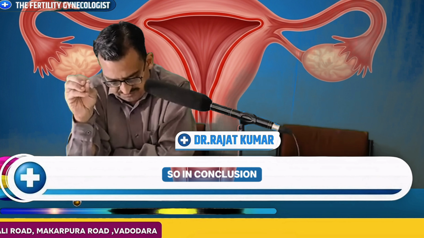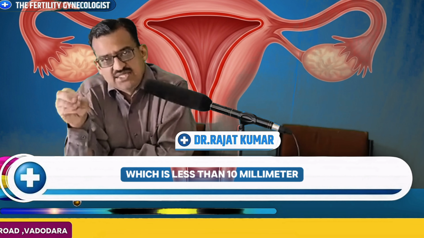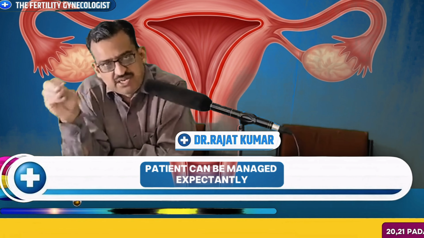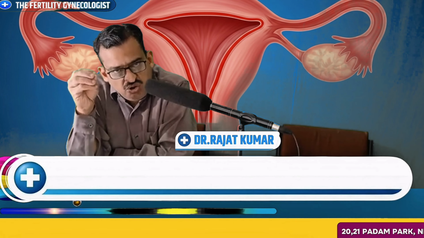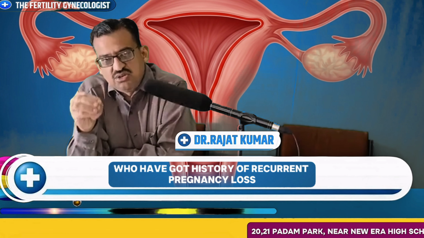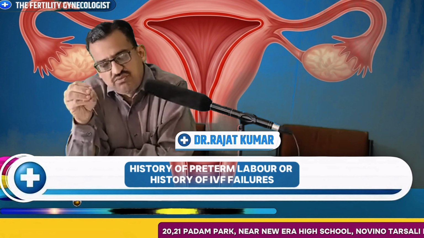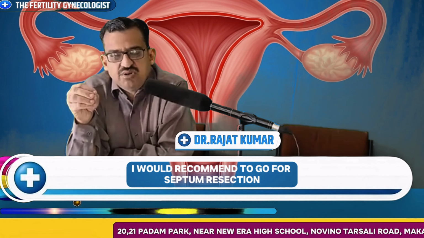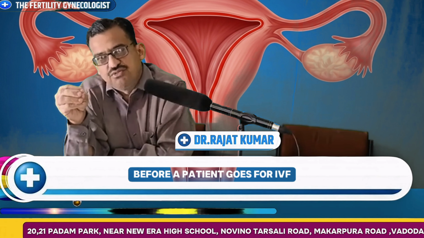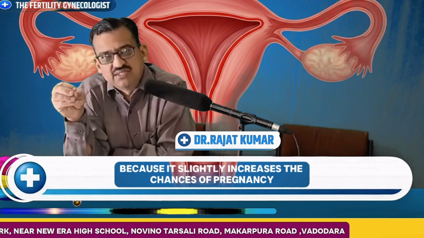So in conclusion, an incidentally diagnosed septum which is less than 10 millimeter does not require any surgical treatment. The patient can be managed expectantly. Septum resection should be done for females who have a history of recurrent pregnancy loss, history of preterm labor, or history of IVF failures. I would recommend septum resection before a patient goes for IVF, even if it is an arcuate uterus, because it slightly increases the chances of pregnancy.